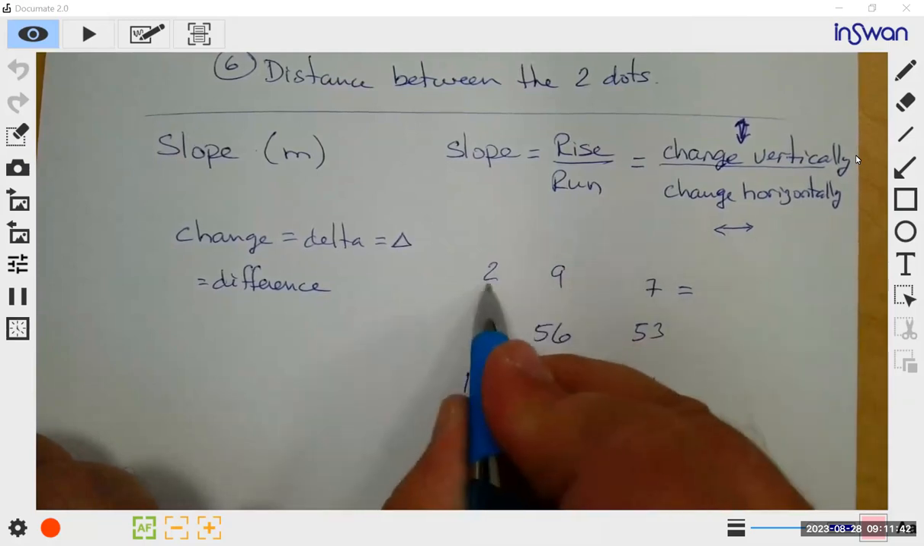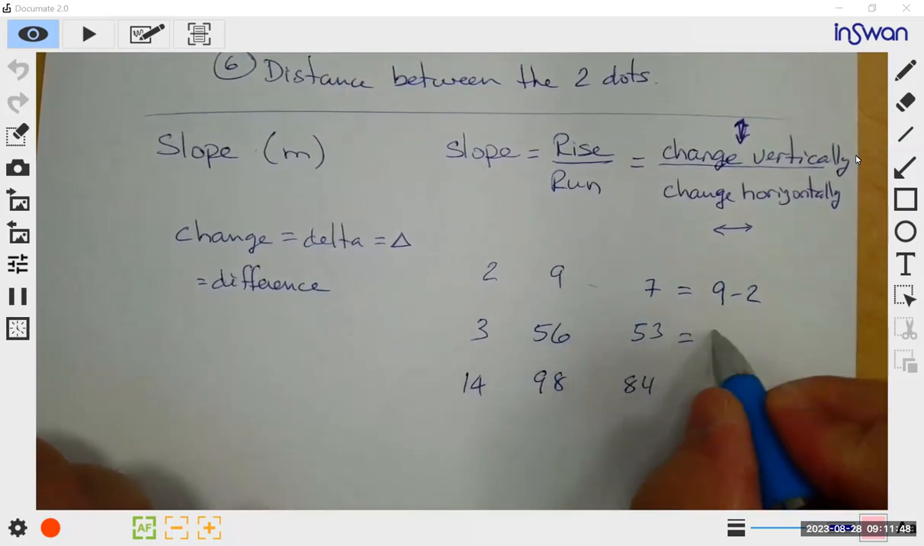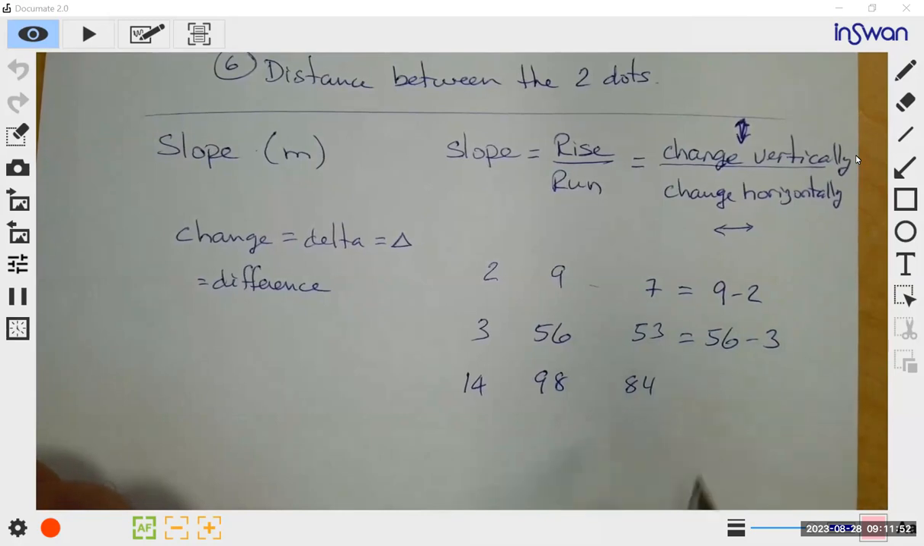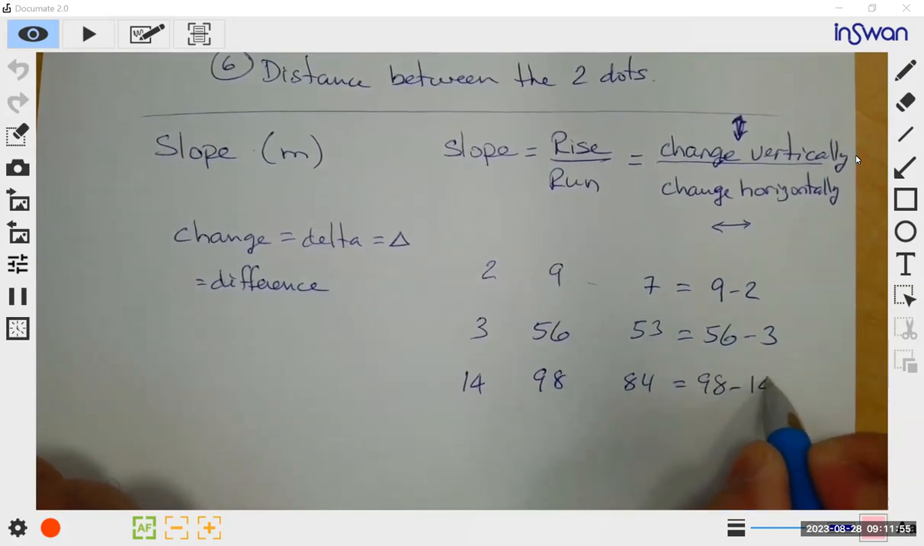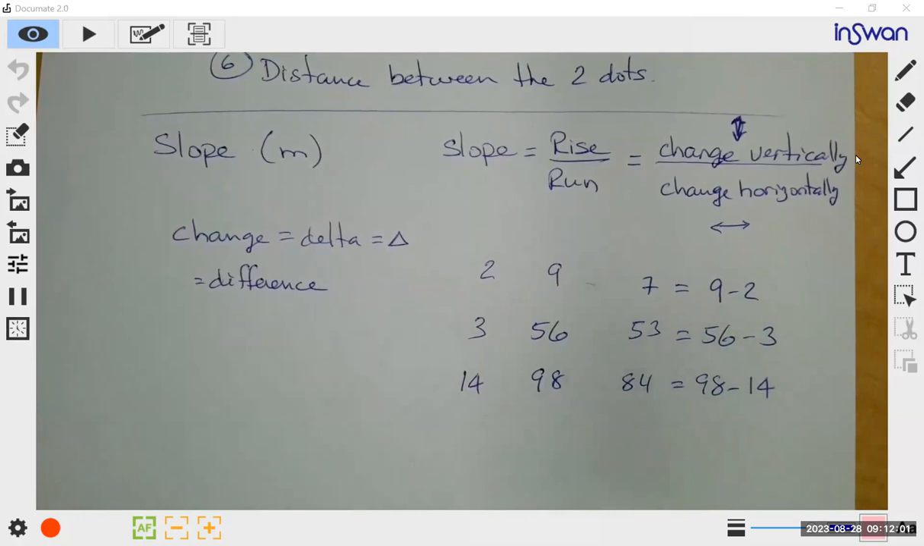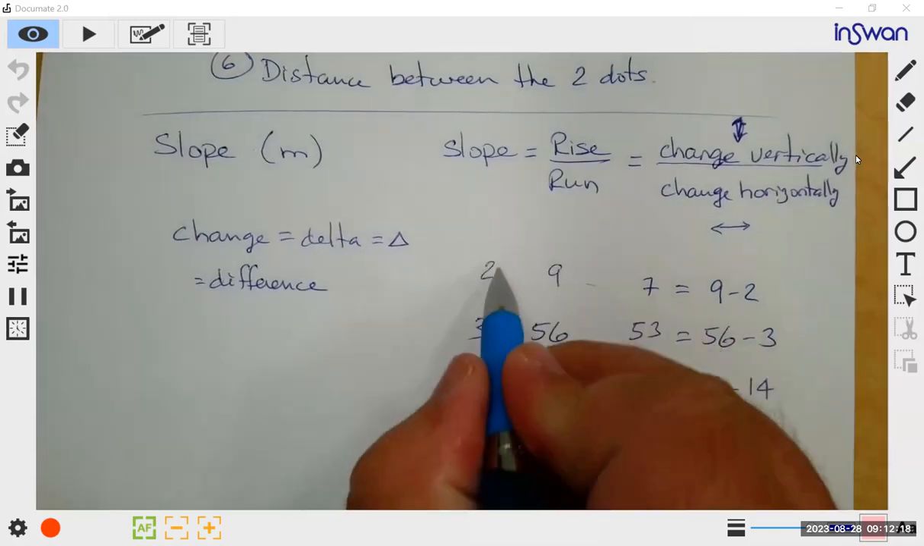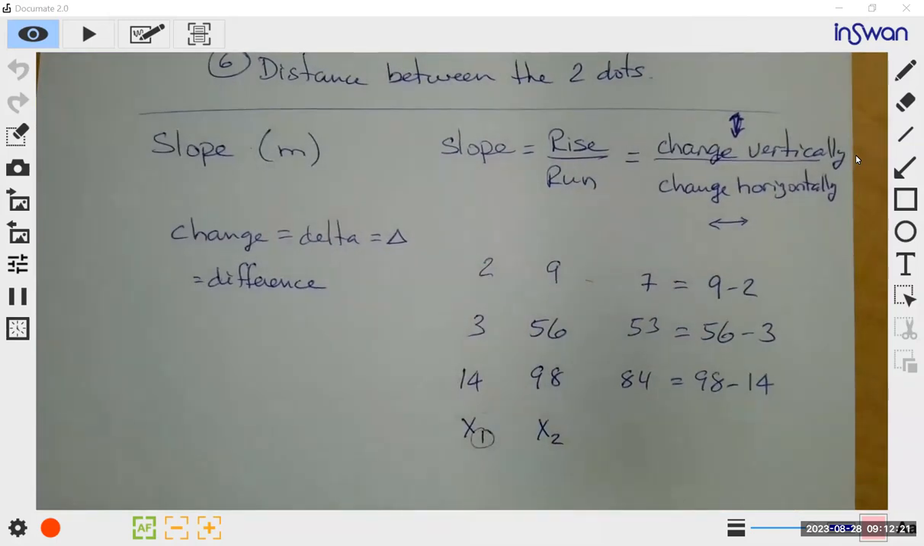What he did was, we had two numbers. So he took 9 minus 2 equals 7. 56, very good, minus 3. 98 minus 14. So I gave you the two numbers, and this is the formula he used. So what if I gave you one X number, and here's another X number? Well, this can mean any X, because here's X1. These are all X1s. In other words, this means it's the first X. This means it's the second X. It's a subscript, counter. So how would I find the distance between these two numbers?